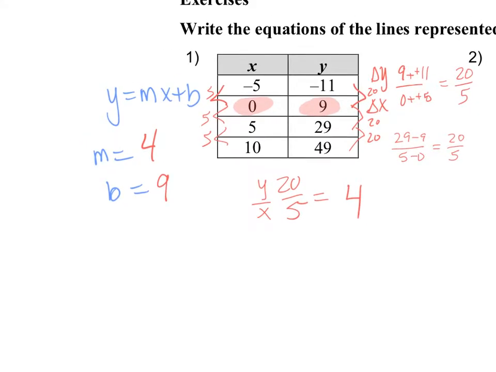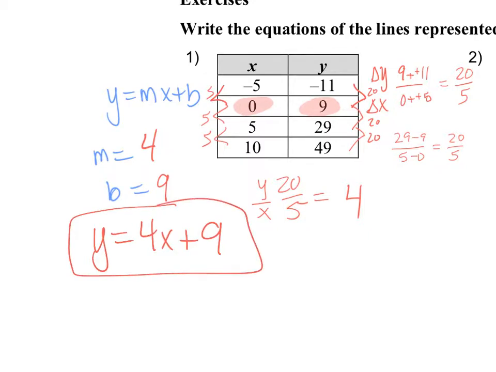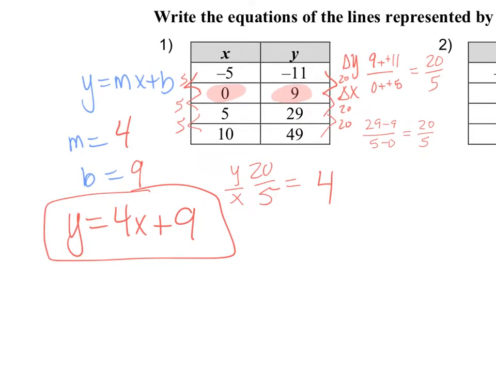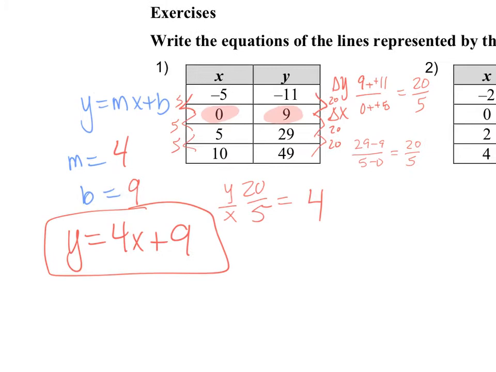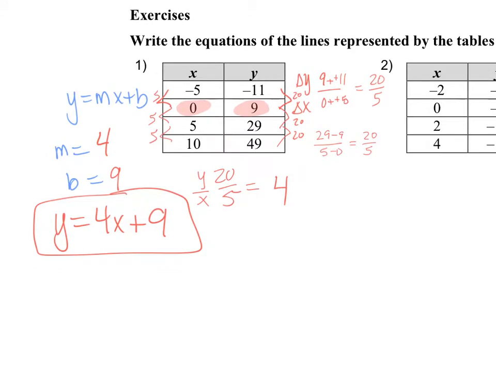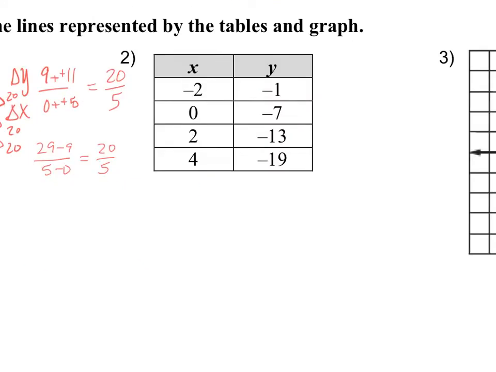So plug it into your equation. y equals 4x plus 9. That's all you got to do. Find your slope, then find your y-intercept, whatever your value is when x is 0. That's easy.